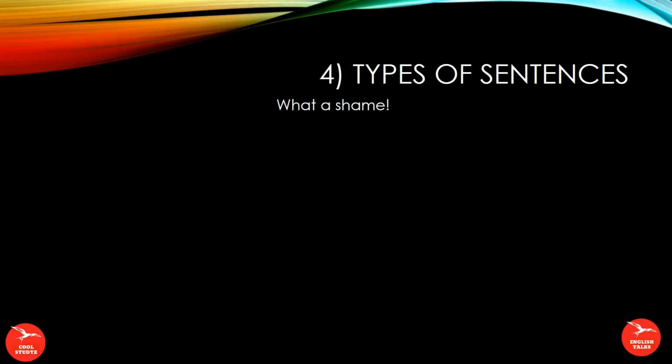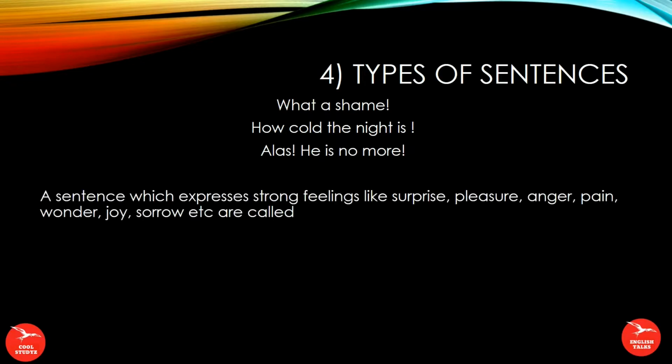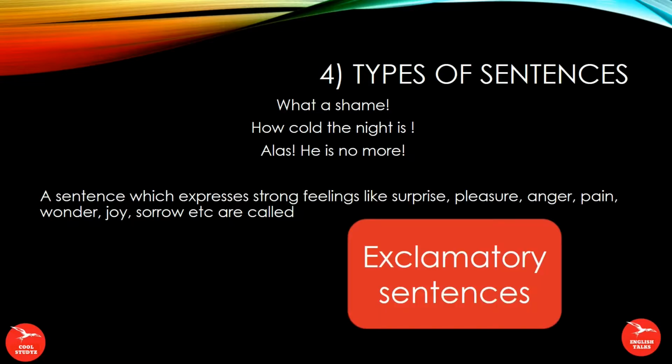Example. Oh, what a shame. How cold the night is. I hope you can see an exclamation mark at the end. Alas, he's no more. Oh my God, he's no more. Likewise, alas. A sentence which expresses strong feelings like surprise, pleasure, anger, pain, wonder, joy, sorrow, etc. is called an exclamatory sentence. So, they are the fourth type of sentences. So in exclamatory sentences, what a shame, how cold the night is, alas, he is no more, strongly express someone's feeling, right? Yes, then you call it an exclamatory sentence.